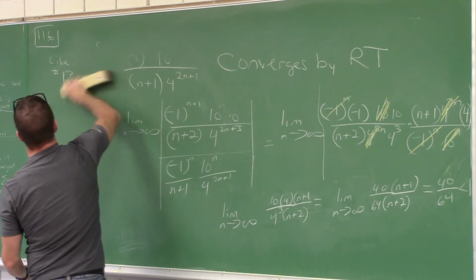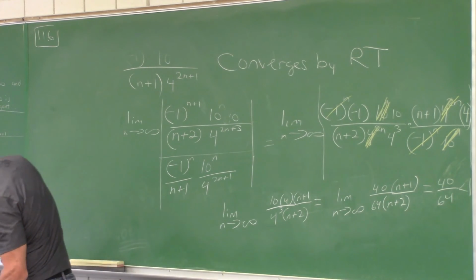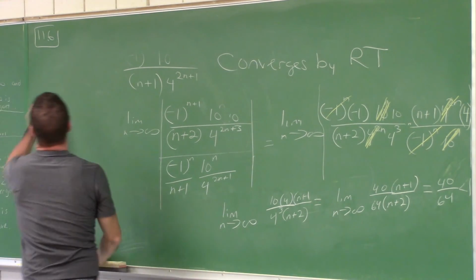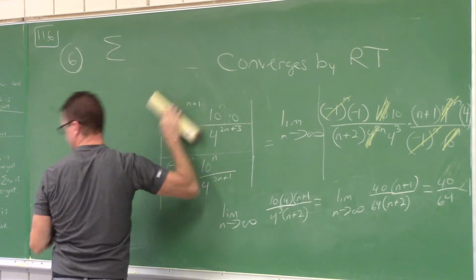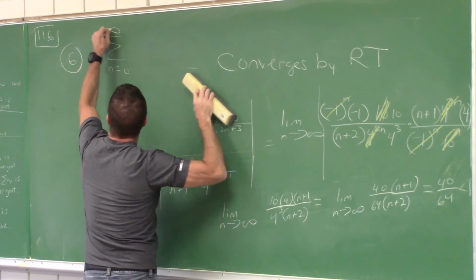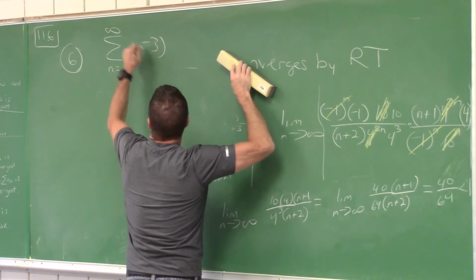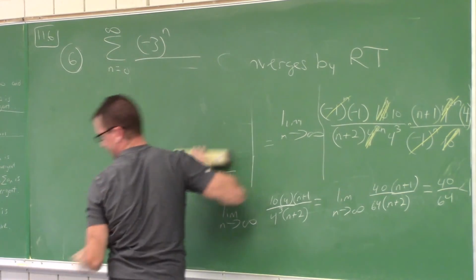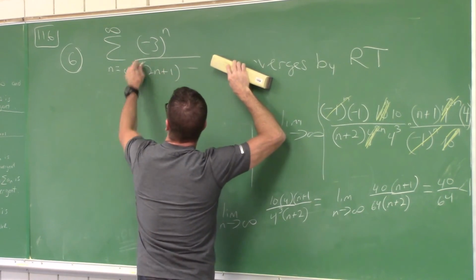All right, where's the last one? This is an even problem. This is number 6 from the text. And this is what they have. Does this series converge or does this diverge? N equals 0, go to infinity. Ah, it's starting at 0. -3 to the n over 2n plus 1 factorial.